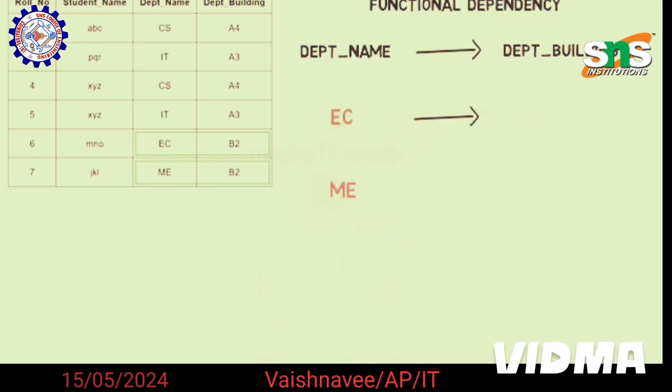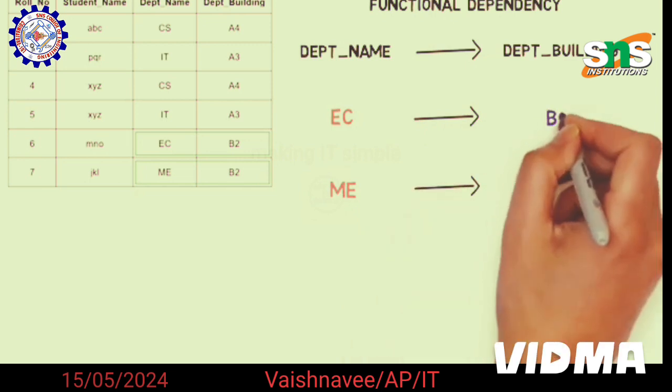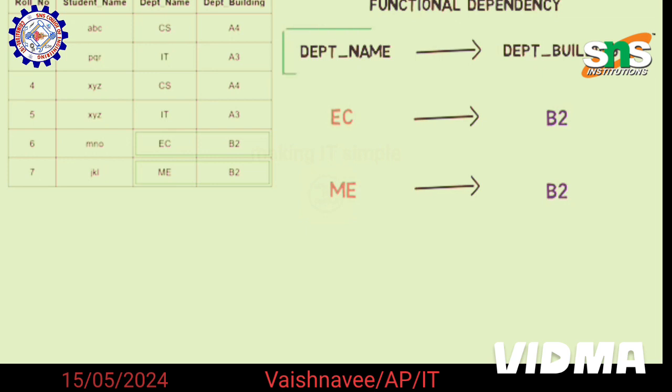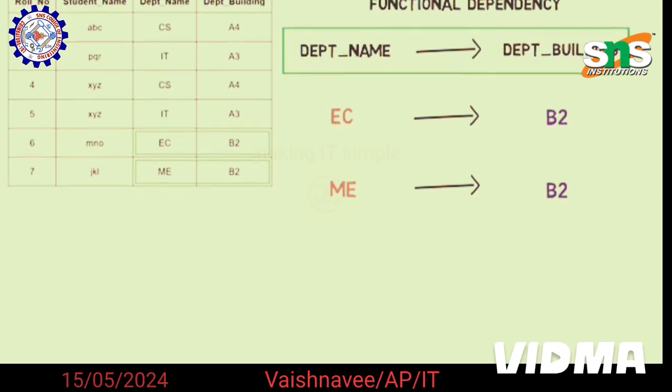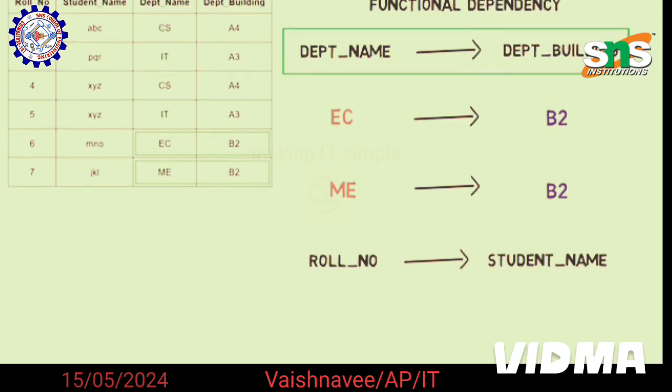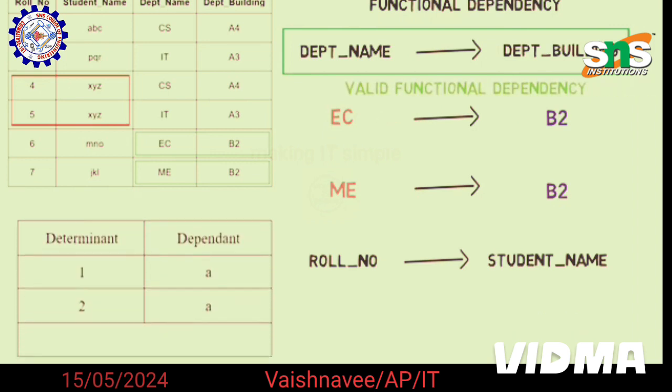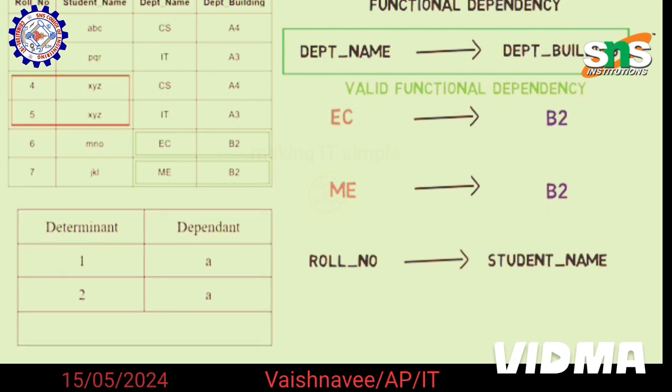Let us consider another case using the similar functional dependency used previously. Department name determines department building. When we consider the department ECE, it determines building B2, and the department ME also determines building B2. Here, in this case, we have two different determinants, but the corresponding dependent values are the same. Is this a valid functional dependency? Yes, it is a valid functional dependency. There can be two departments present in the same building.